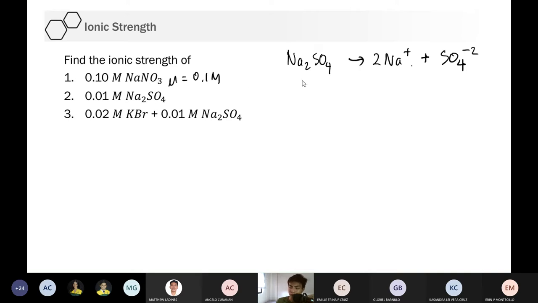The molarity of sodium sulfate is 0.01. What is the molarity of sodium ion? As I told you, that can be obtained using stoichiometry. So kung ito ay 0.01, this is twice the original molarity. Okay? Kasi isang mole nito, dalawang sodium mapoproduce. So that means times 2 yung molarity mo. How about the sulfate ion? So since they have the same coefficient, 1:1 sila, the molarity of sulfate is 0.01 molar.